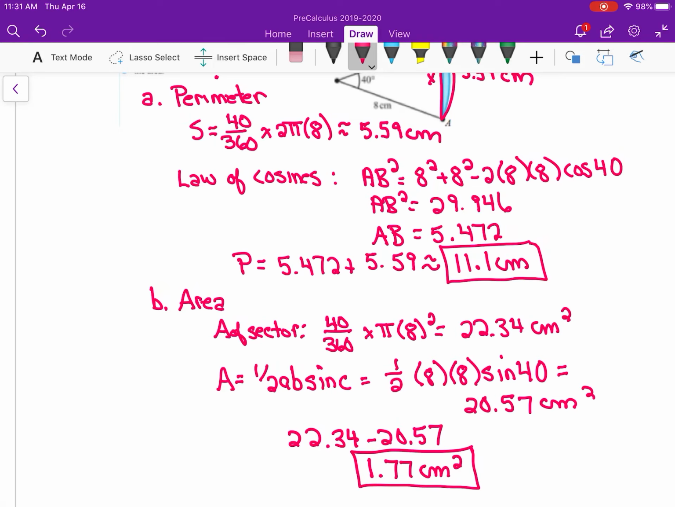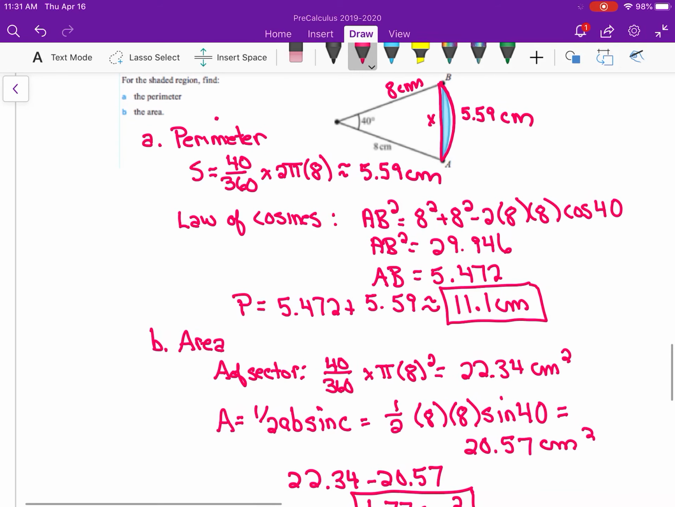And that is literally all we're doing today. So arc length, area of a sector, and then being able to put together some of our previous formulas in order to find a small piece like we just did right here. And that should be about it.